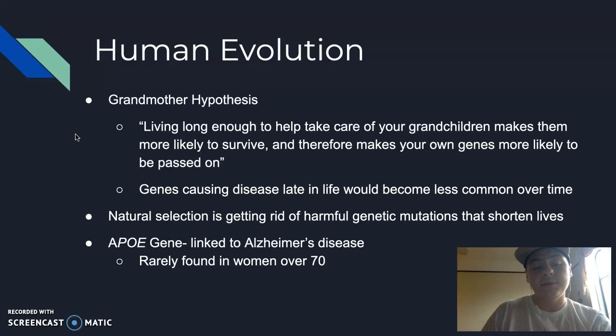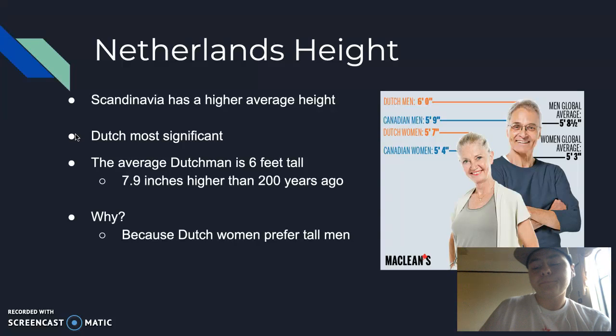A big study was conducted, and they figured out that it's rarely found in women after the age of 70, and this can be attributed to the grandmother hypothesis. But I want to talk about a couple of specific human evolutionary examples, and one would be Scandinavian people and their average height.